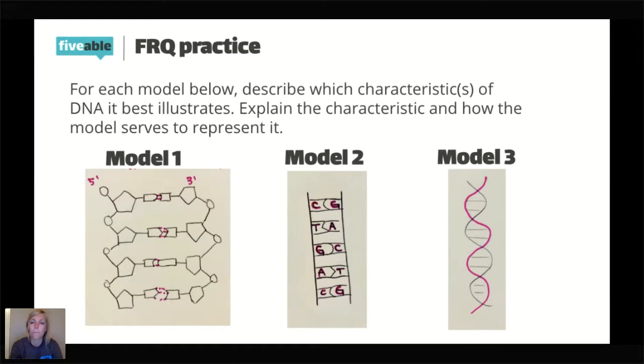It's phosphate sugar. So this might seem a little subjective in terms of, well, what should I answer? What's the right answer? There's not always one thing they're looking for. You can pull 3 or 4 different things from one model or question. And as long as you can explain it, with terminology and a good explanation, you should be in good shape.